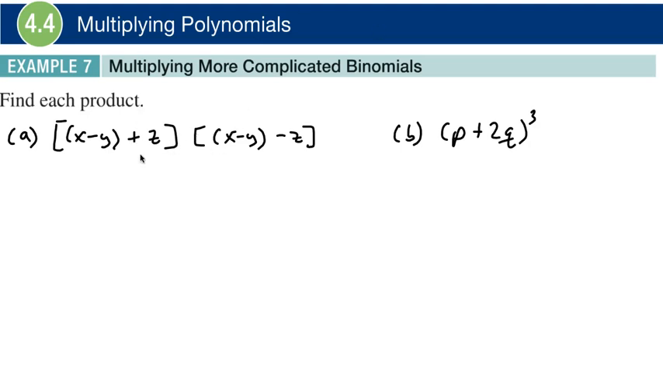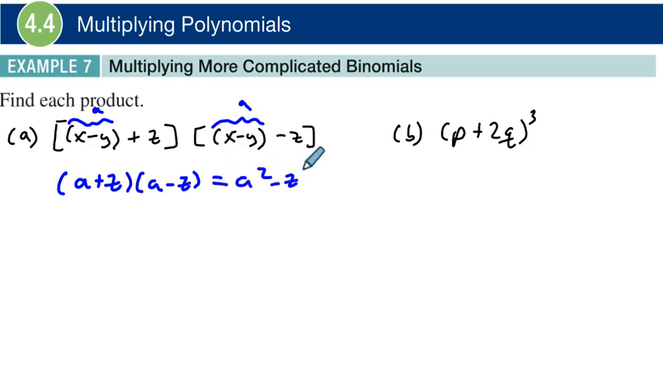When we look at this, we see that we have x minus y plus z times x minus y minus z. Basically, imagine that this whole thing is, let's call it A, and I can call both of them A because they're the exact same thing. So A is x minus y, and then this would look like A plus z times A minus z. And what does that look like? That's right, A squared minus z squared.